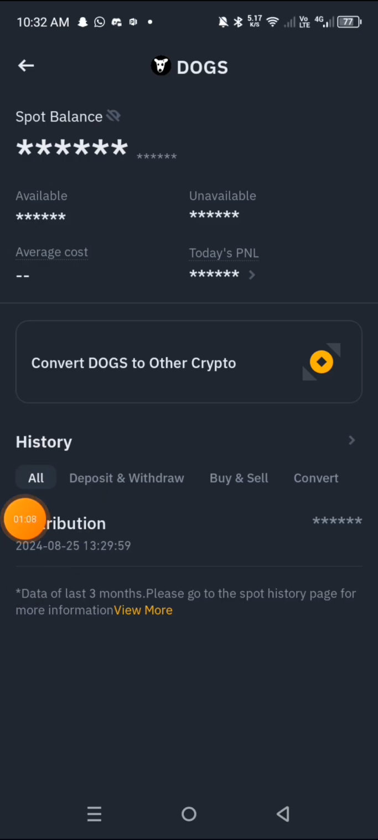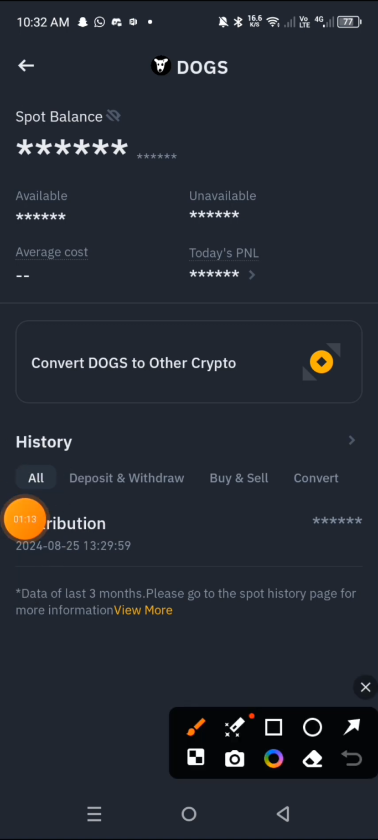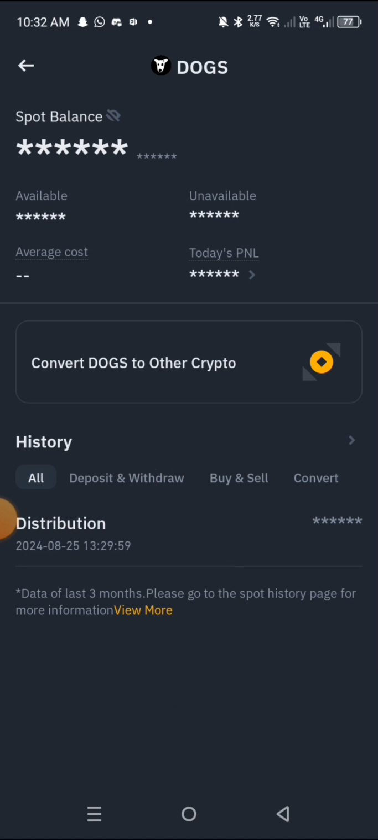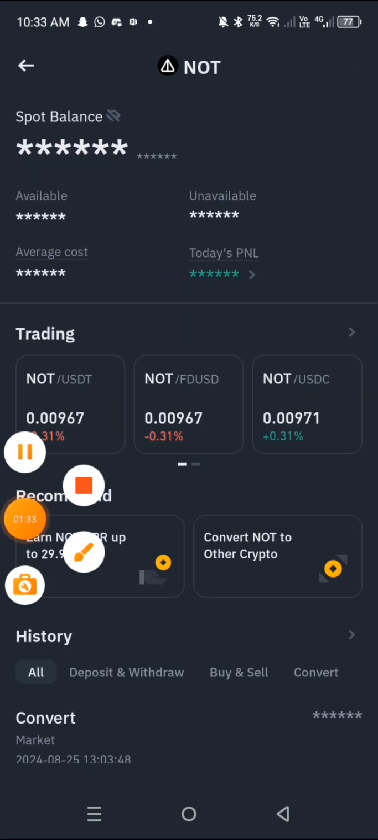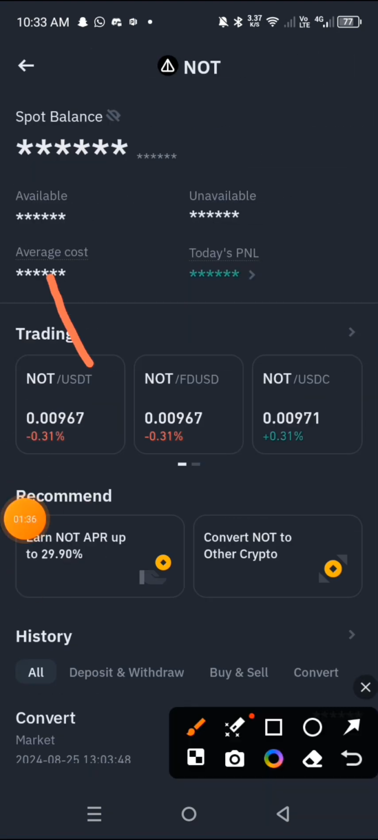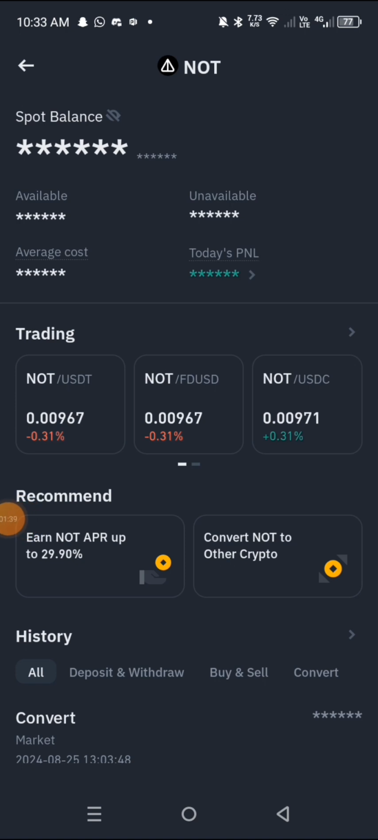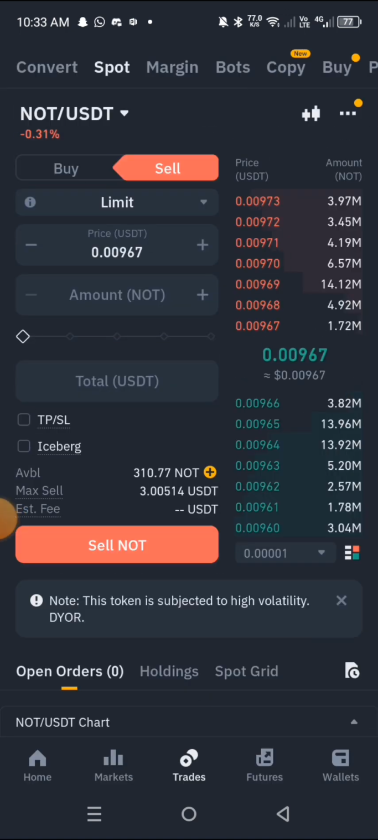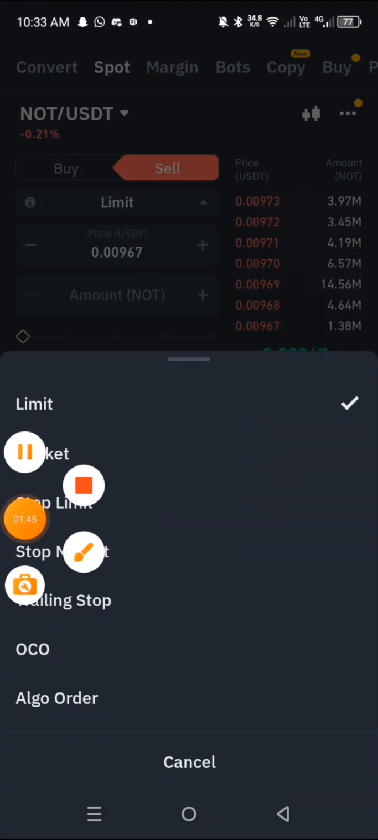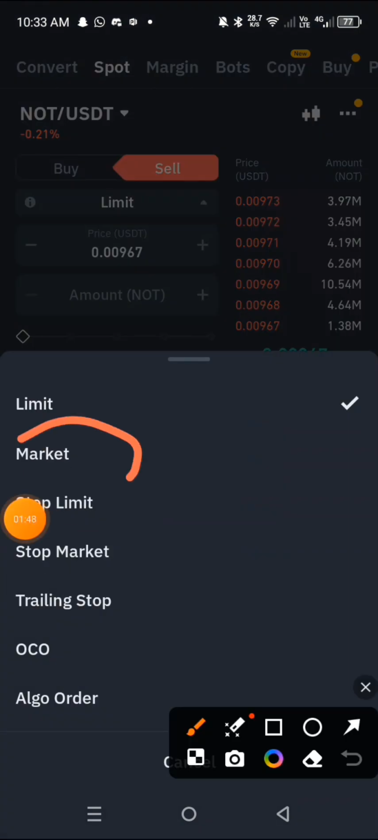Now I am going to Binance, and here you can see there is no option of trading. Before listing, you will not see trading on DOGS USDT. So again, I am going to Notecoin, and you can see the trading section, and I will explain there also. So I am going to Not USDT. All the procedures are the same, and this is the limit order, and the second one is market.